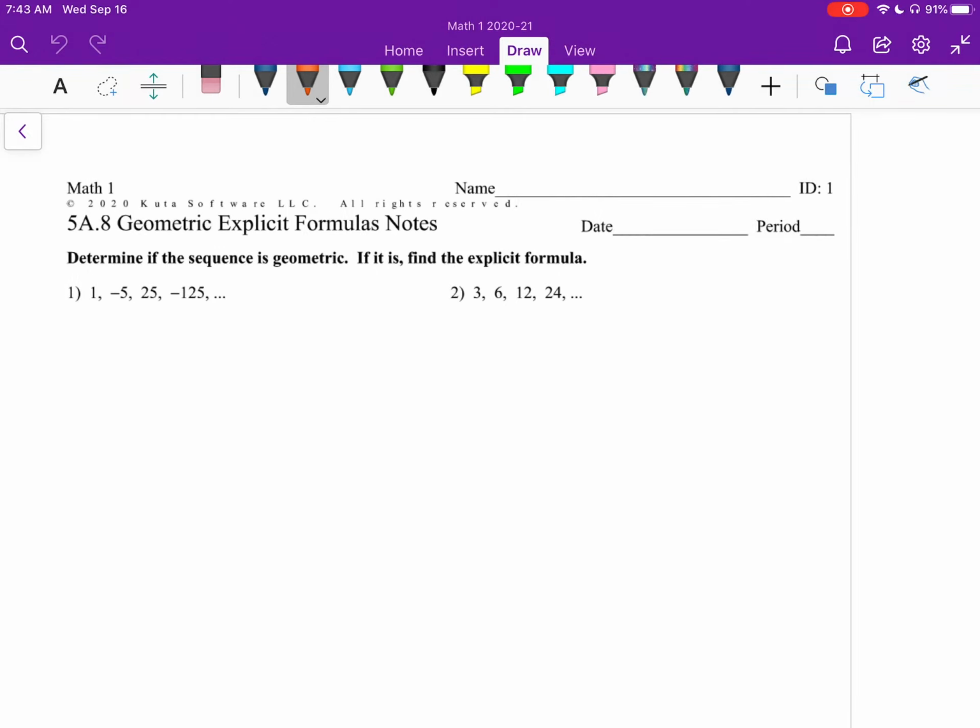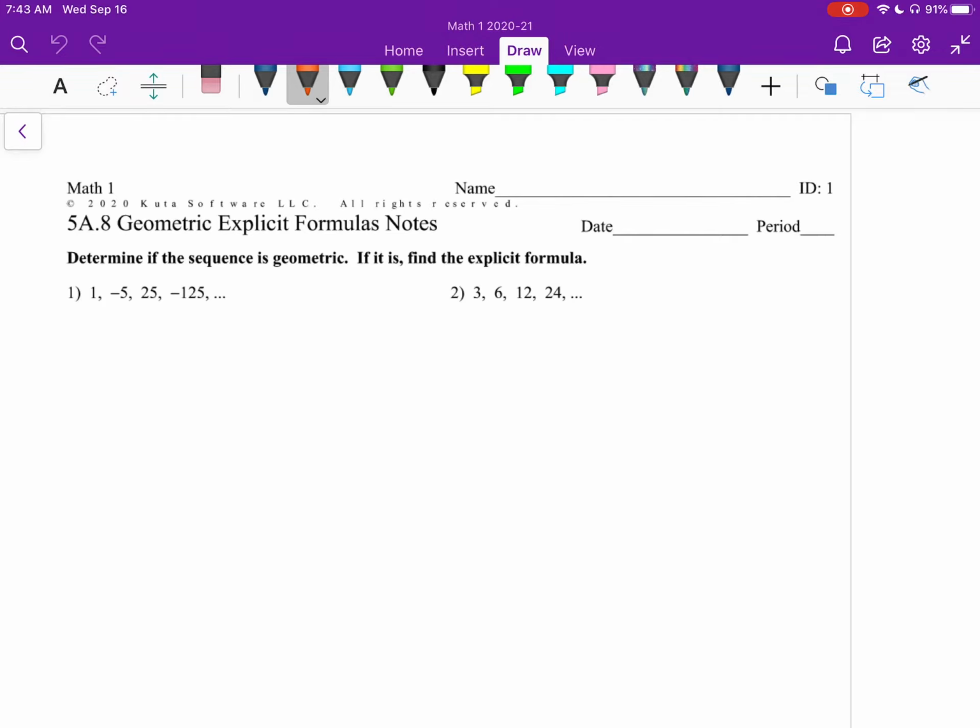Okay, section 8, geometric explicit formulas. So the goal here is to get a formula that you could find whatever term you want. You could find the hundredth term, you could find the thousandth term, and you don't have to find all the terms in between like you would for a recursive formula.